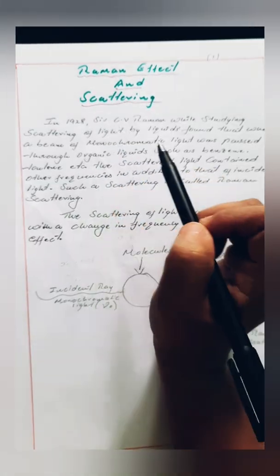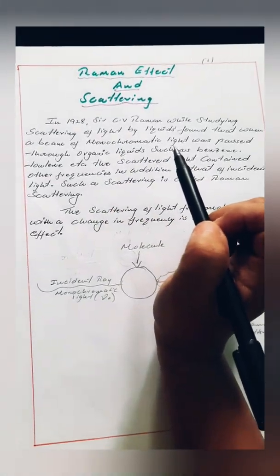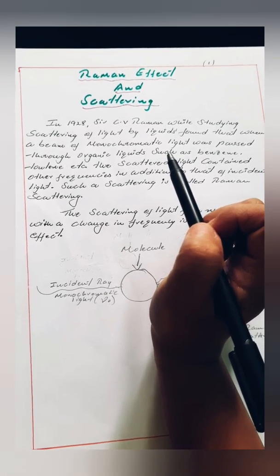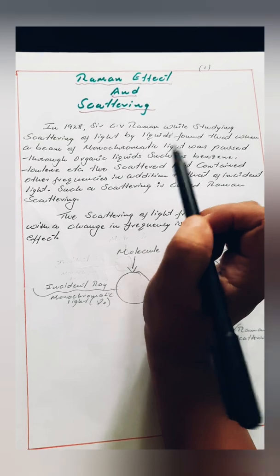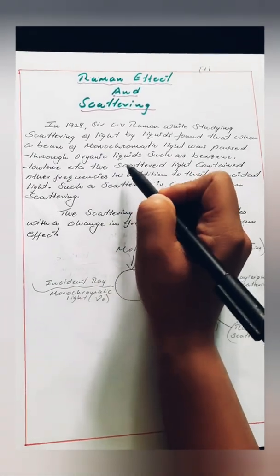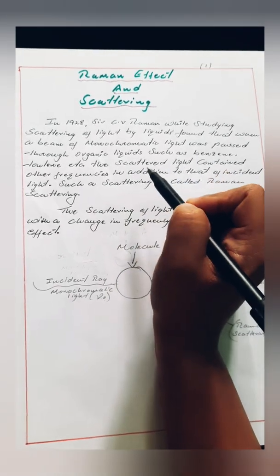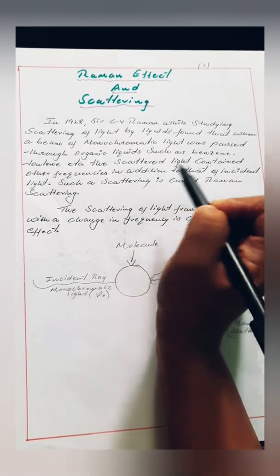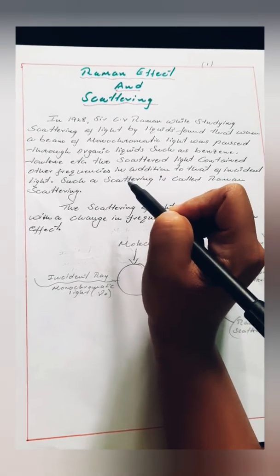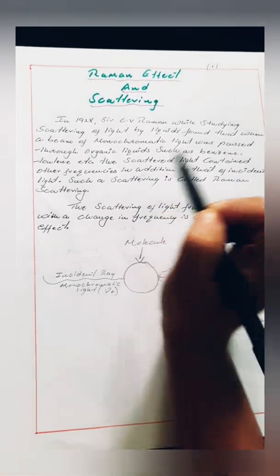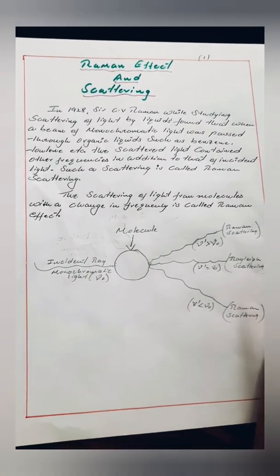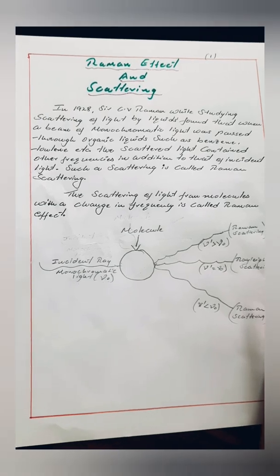In 1928, Sir C.V. Raman, while studying scattering of light, the study for which he got the Nobel Prize in 1930, found that when a beam of monochromatic light was passed through organic liquids such as benzene or toluene, the scattered light contained other frequencies in addition to that of the incident light. Such a scattering is called Raman scattering. The scattering of light from molecules with a change in frequency is called Raman effect.